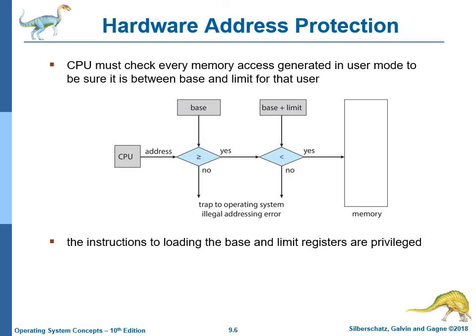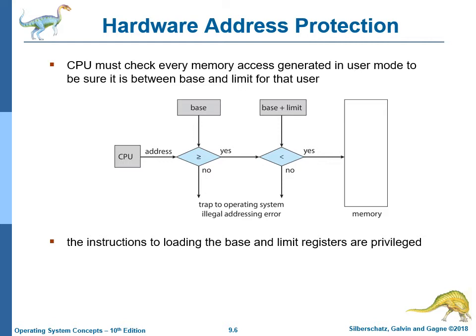So the CPU must check every memory access generated in user mode to be sure that it's within the base and limit for that particular user. So CPU akan look into the address, starting address campur dengan base and limit from the memory. Bila dia nak fetch, dia kena ambil. Dia tidak tahu kat mana program tu berada di dalam memory. So they have to call the operating system by sending a trap, ataupun bagi a signal to the operating system.